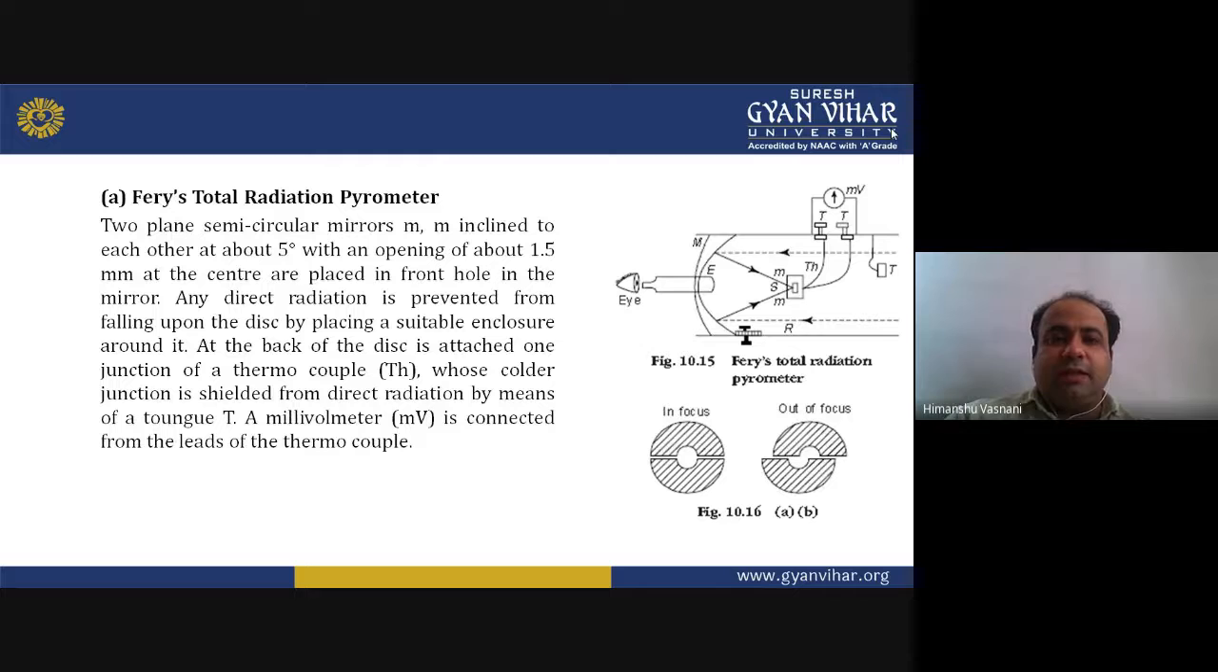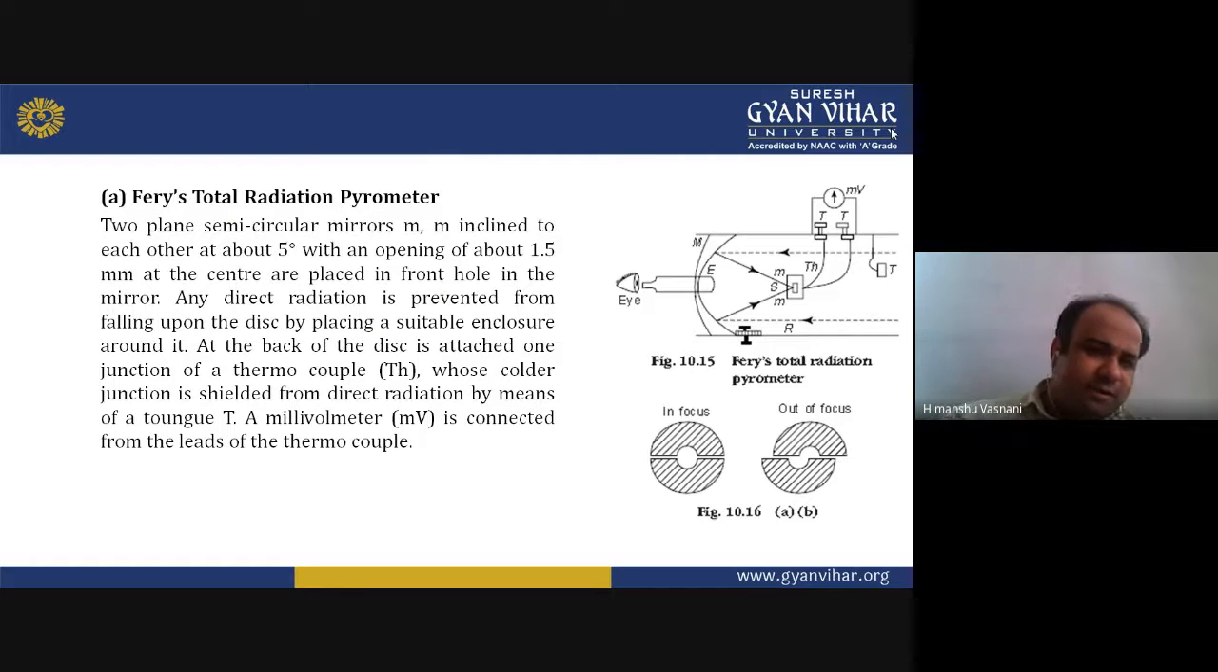Now two plane semicircular mirrors, small m, which you can see in the diagram, are inclined to each other at about 5 degrees, with an opening of about 1.5 mm at the center, and are placed in front of the hole in the mirror. Any direct radiation is prevented from falling upon the disc by placing a suitable enclosure around it.